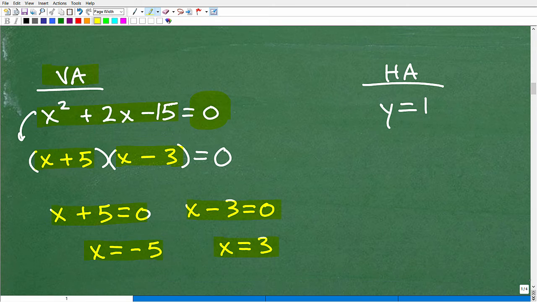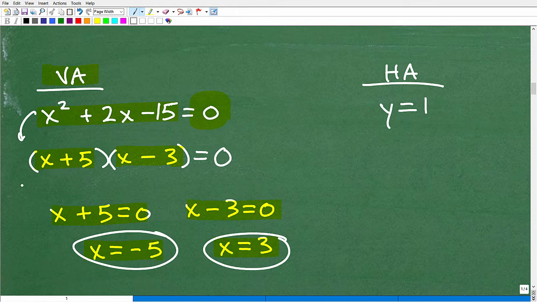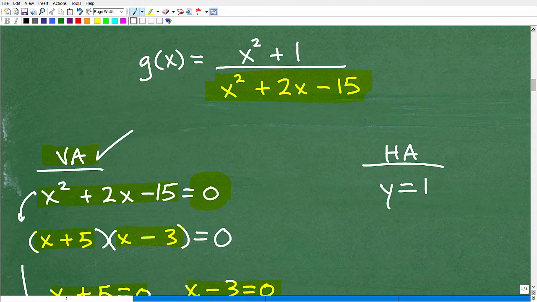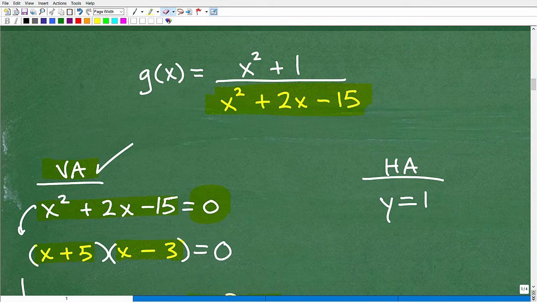So those of you that are studying rational functions, this should be pretty easy to you. This should be pretty basic algebra. But here, these lines, x equals -5 and x equals 3, you're going to see in a second, these are our vertical asymptotes. So we're going to sketch these out, just 1 second. But now let's take a look at our horizontal asymptote situation.